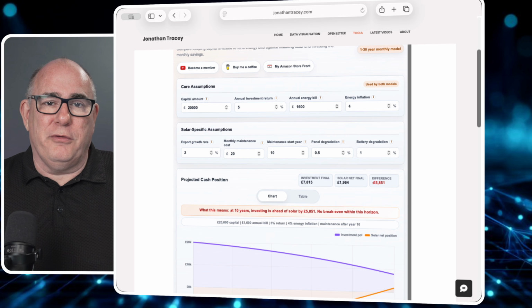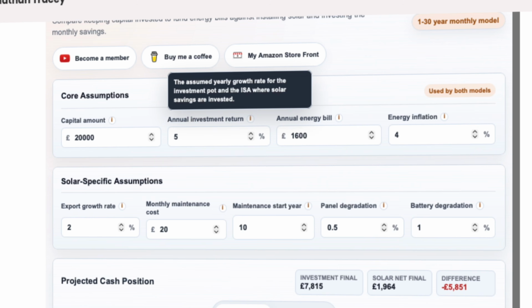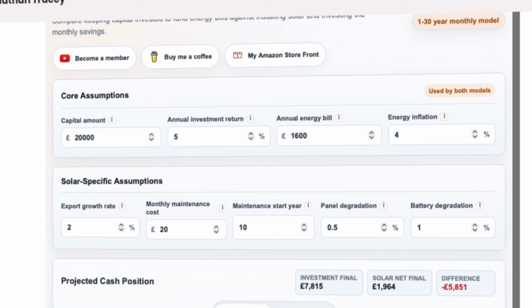So let me walk you through the inputs. Now, as I say, at the top of the screen there, you can see we've got our starting capital. Now, this is the same whether we're investing the money or if we're buying a solar system with it. And that is set by default to £20,000. Again, don't agree with my numbers? Feel free to change them. Now, every little thing here has a tooltip. So if you're not quite sure what they are, just hover over the little eye and you'll get more information about it. But we've got our capital.